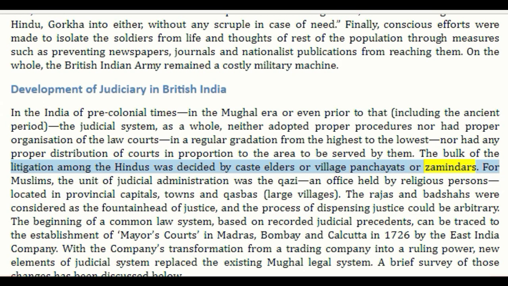For Muslims, the unit of judicial administration was the Qazi, an office held by religious persons, located in provincial capitals, towns and kasbahs, large villages. The Rajas and Badshahs were considered as the fountainhead of justice, and the process of dispensing justice could be arbitrary. The beginning of a common law system, based on recorded judicial precedents, can be traced to the establishment of mayors' courts in Madras, Bombay and Calcutta in 1726 by the East India Company.